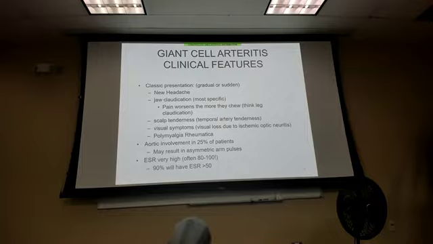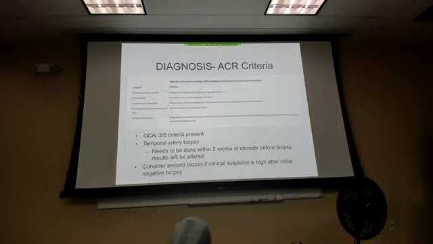25% of the patients can also have some type of aortic involvement. Basically, that's resulting in asymmetrical arm pulses. ESR is very high, so 90% will have an ESR that is over 50. So those are all of the clinical presentations out there. There are those criteria, which is exactly what we just spoke about.